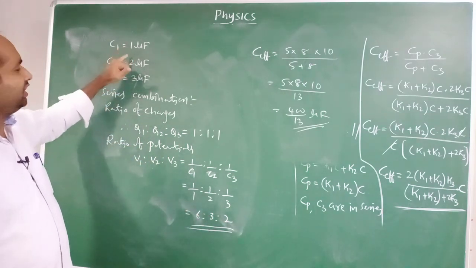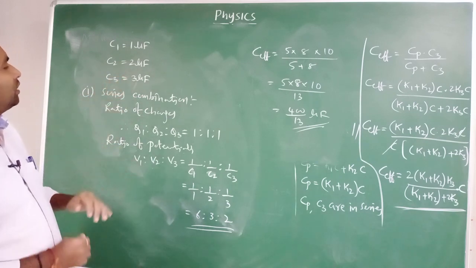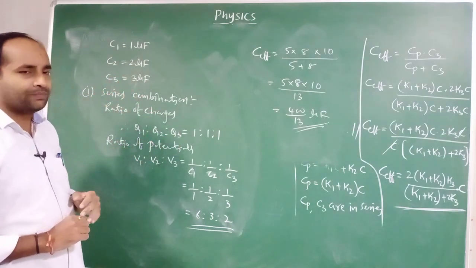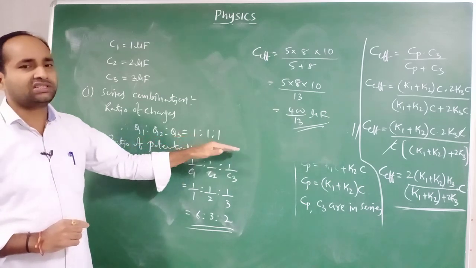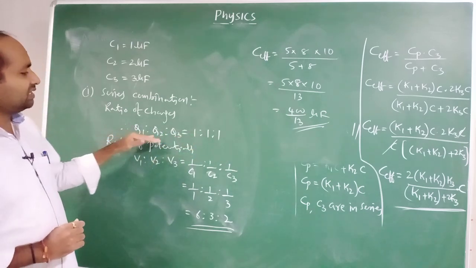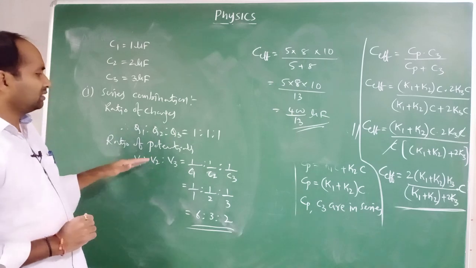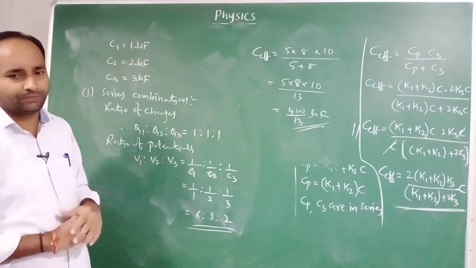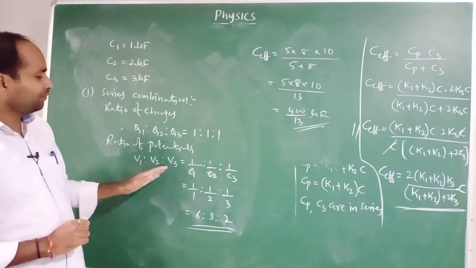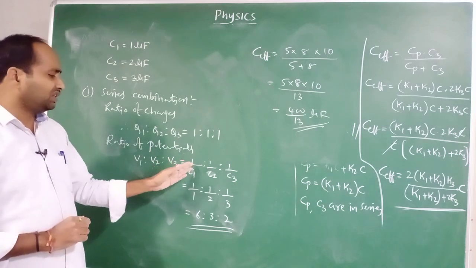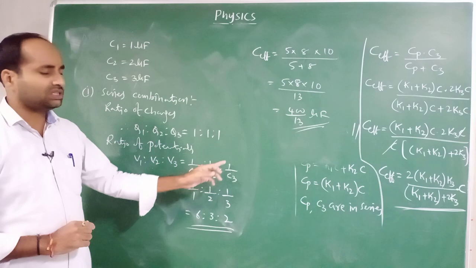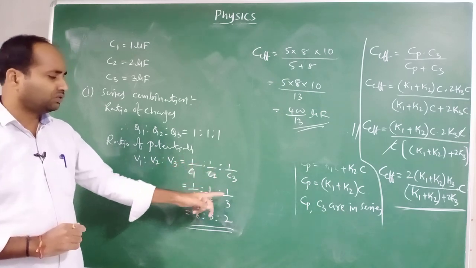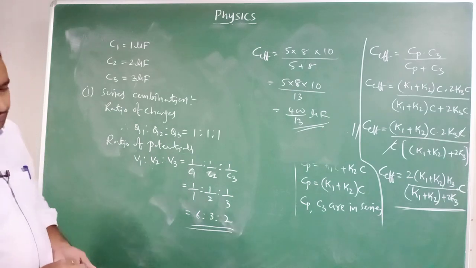When three capacitors of capacitance 1 microfarad, 2 microfarad, 3 microfarad are connected in series, the ratio of the charges is the same, because in the series combination the charge across the three capacitors is the same, so the ratio is 1 is to 1 is to 1. But what about the potentials? V1 is to V2 is to V3 is equal to Q1/C1, Q2/C2, Q3/C3. Q is the same, so 1/1, 1/2, 1/3, which is 6 is to 3 is to 2.